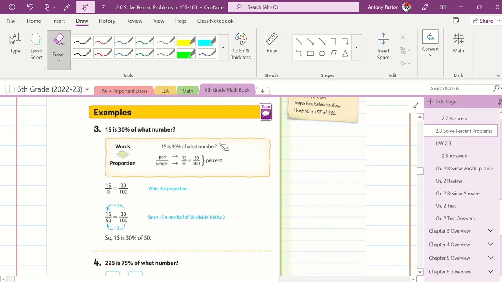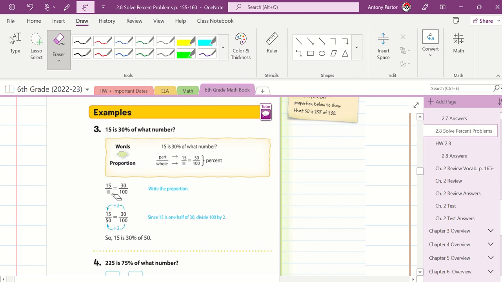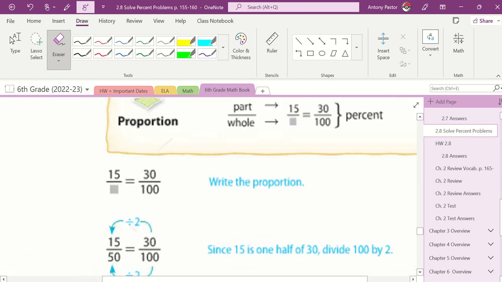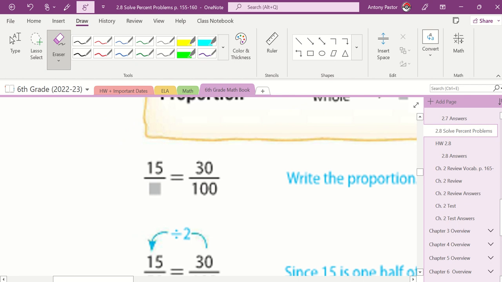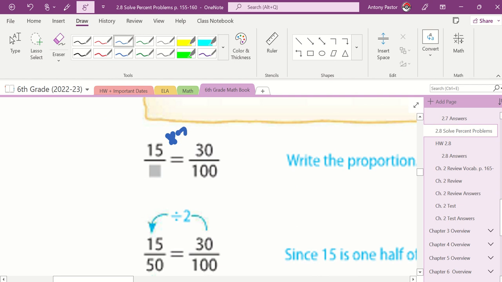15 is 30% of what number? They write this proportion, and this is basic algebra here. There's a few ways to solve this. So they have already set this up. 15 equals 30. Working backwards, 15 times 2 would get you 30. What times 2 would equal 150?